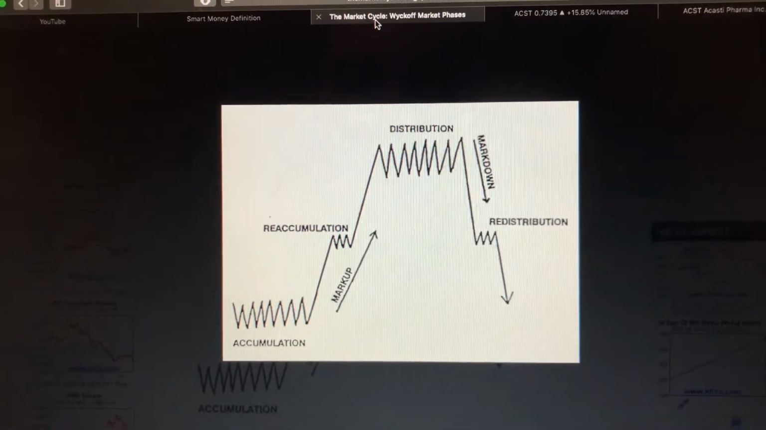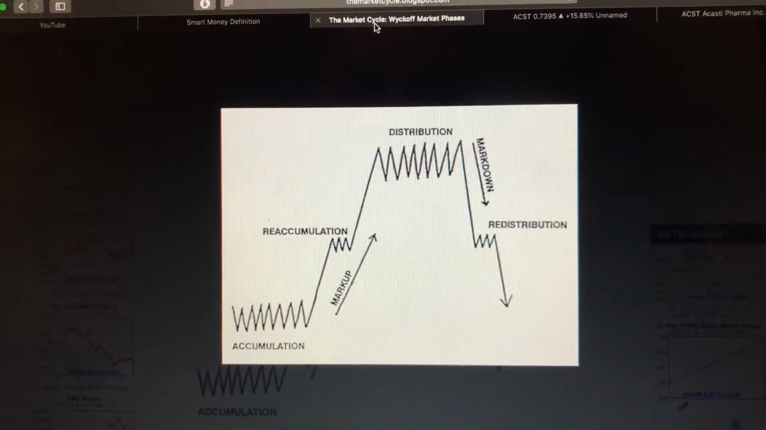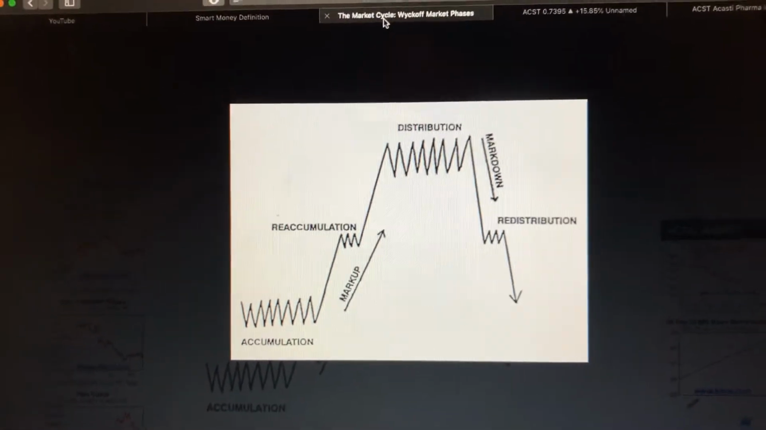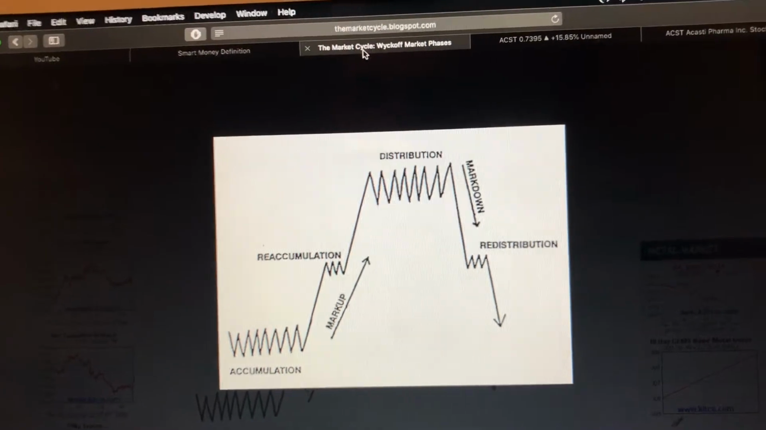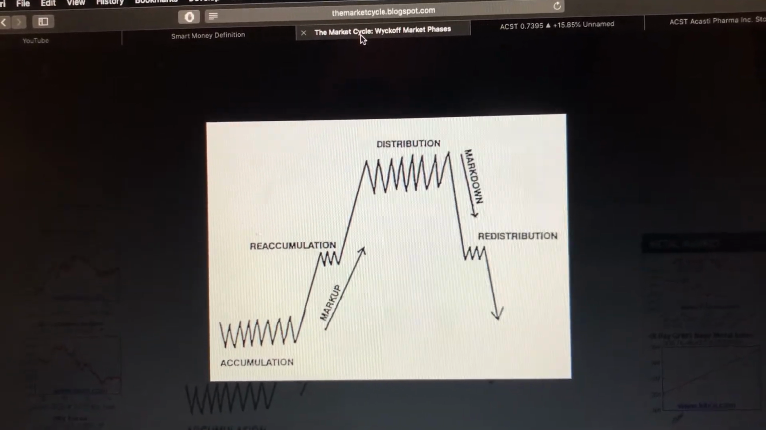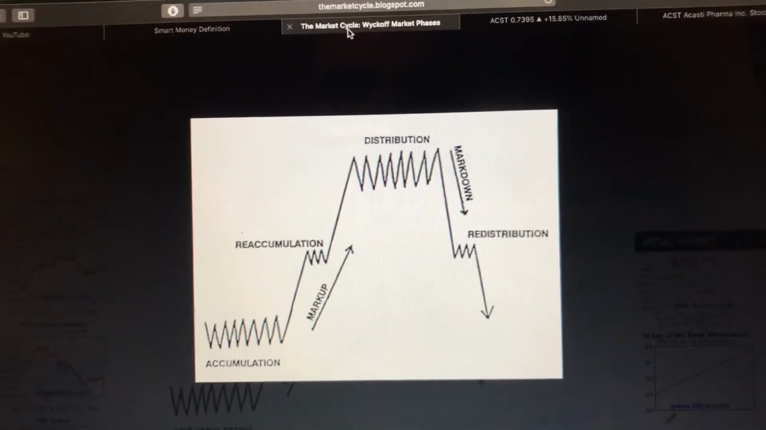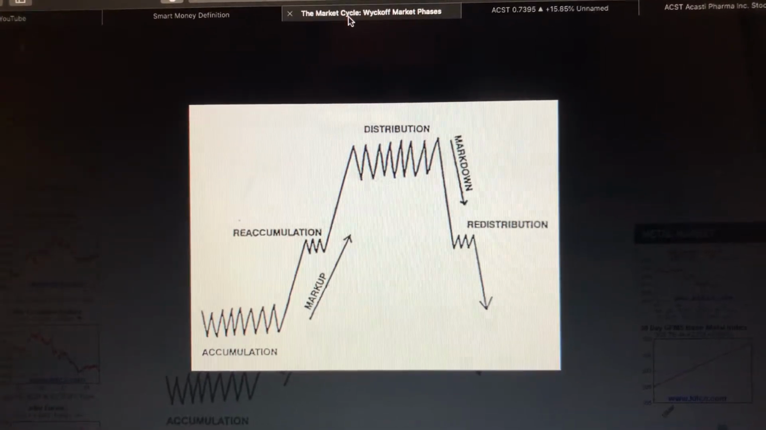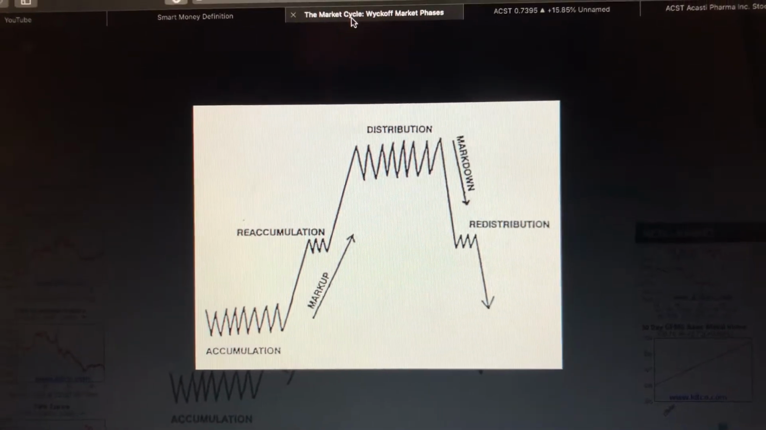As you move up, there is a little bit of a stall at some point that they call the reaccumulation, where there's a little bit of selling going on, but there are some continuation patterns that will continue to drive it up all the way up to the third phase, which is the distribution phase.